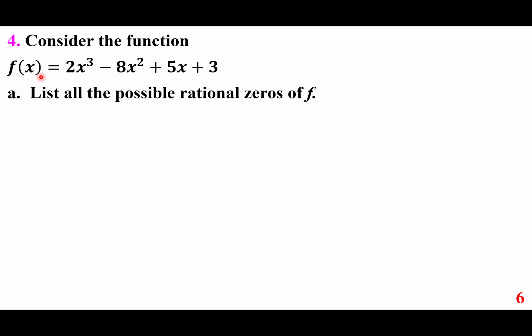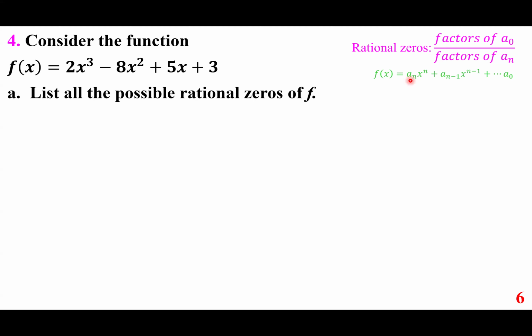Consider the function f of x equals 2x cubed minus 8x squared plus 5x plus 3. List all the possible rational zeros of f. So what is rational zeros theorem? Rational zeros theorem indicates if you have a polynomial in the following manner, f of x equals a sub n, x to the power of n all the way to a sub 0, possible rational zeros are factors of a sub 0, the constant, over factors of a sub n, the leading coefficient.